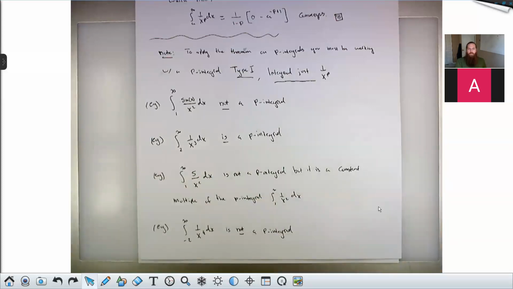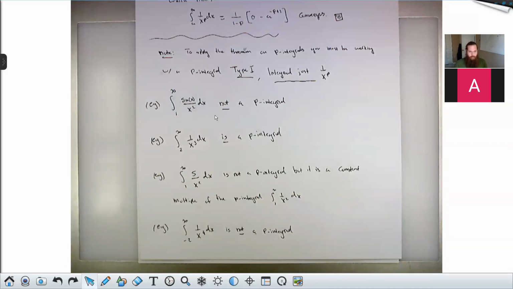Okay, so why is the first one not a p integral? Remind me, what is it that makes this thing not a p integral? Good. The integrand isn't the right shape. It's not just 1 over x to the p. The sine x upstairs ruins it. The joke I tell to help this stick in our mind is that anything other than 1 over x to the p ruins the p-ness of the integral. I know.